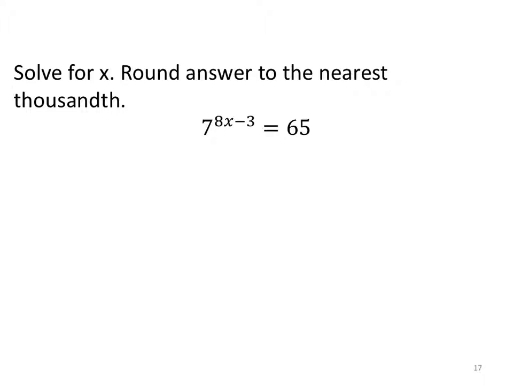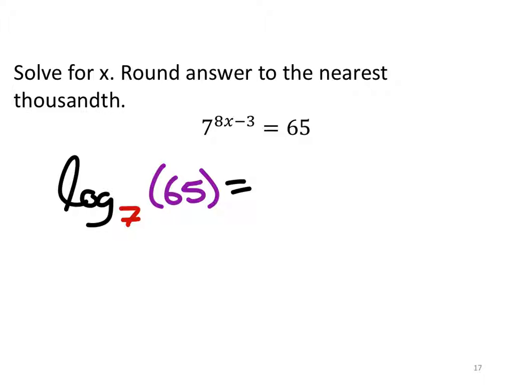All right, round answer to the nearest thousandth. So this one, we could try it. We could say, well, I want 65 to be a base 7, but 7 doesn't go into 65 evenly. So that method's not going to work on this. But if we do change this into a logarithm, then it should work. So I'm going to change this into a log of base 7 of the 65 right there. And this would equal the exponent, which was 8x minus 3.